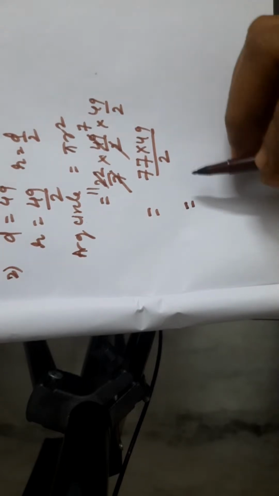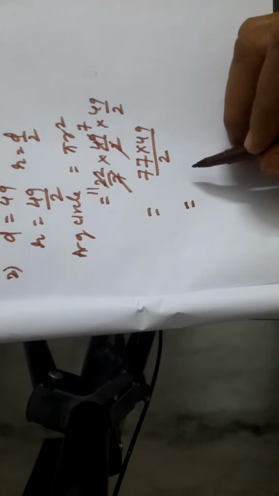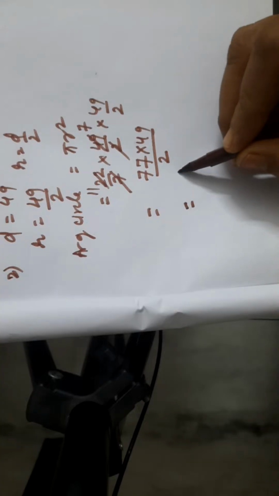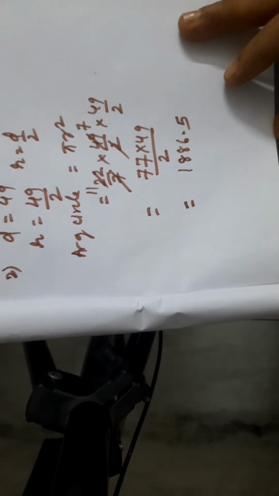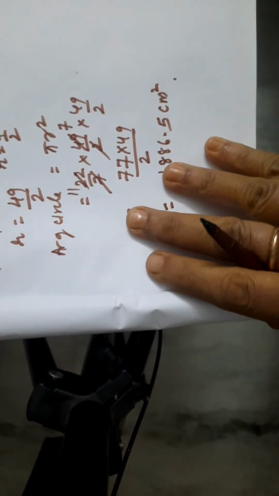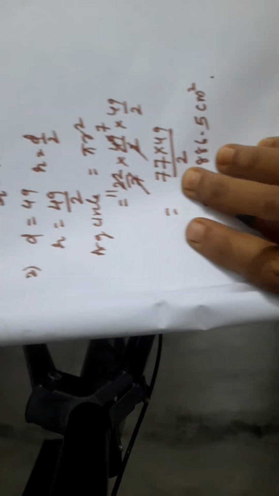Okay, final answer. So the final answer is 1886.5. Good. After doing all the division, we calculated area, so it's centimeter square. Now the next question. Here onwards we are getting slightly typical questions where you need to concentrate and learn it properly.